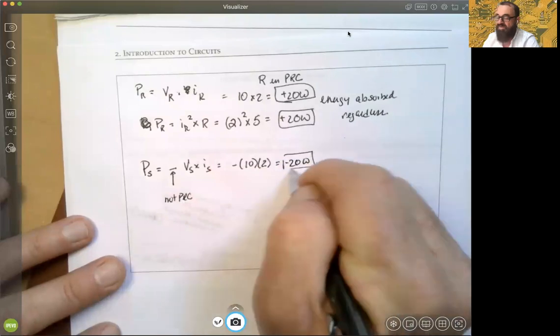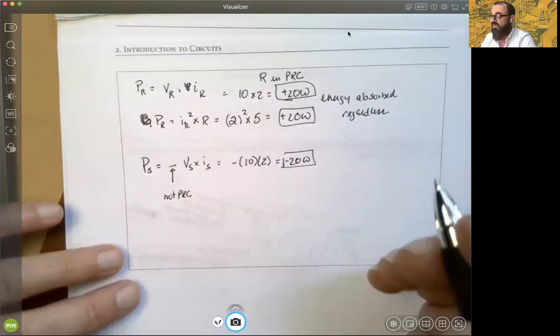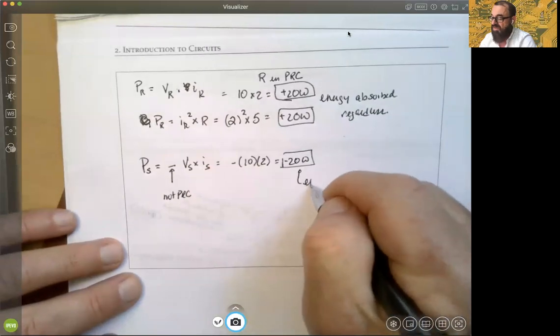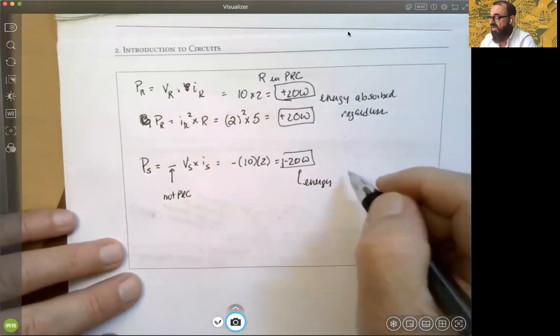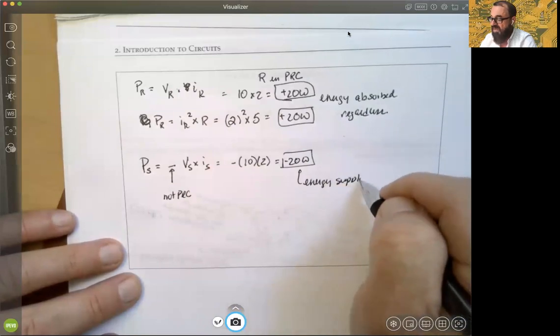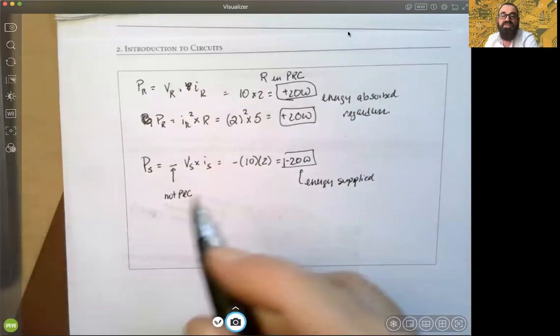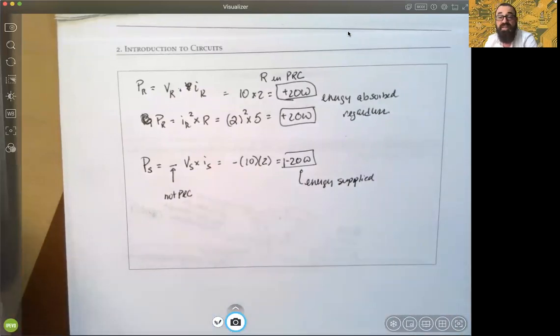So I know the values here are very trivial, but they're illustrating something very important in terms of consistency. When you're looking at circuit analysis, if you compute all the powers associated with your circuit elements, energy must be conserved. So 20 watts is being supplied by that voltage source. Therefore, 20 watts needs to be absorbed, okay, by the resistance, right?